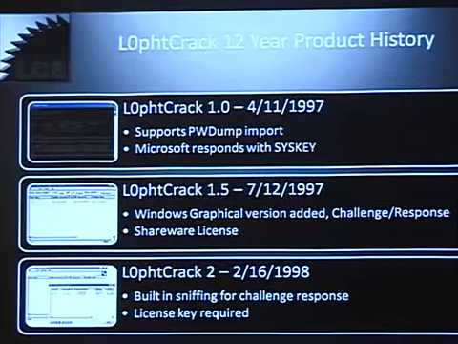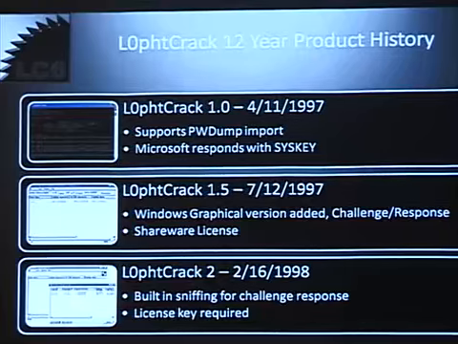So really, L0phtCrack 2 was, we said, all right, let's put in a license key mechanism. And you have to actually send us money before we send you the license key, and it will time out. And we just implemented it. Mudge used to brag that it was so easy to crack that, if you were the bad guy, you still got your free copy. So it was really a very simple mechanism. And of course, it showed up as a cracked version on warez boards and things like that.